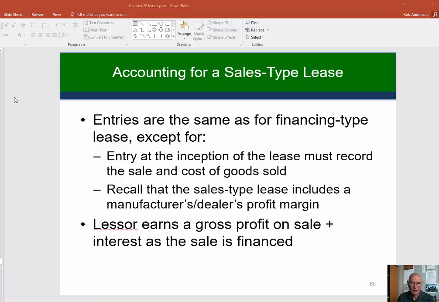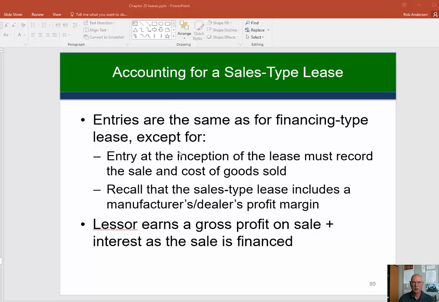Hi students. Well, this is our last video on leasing, and it's going to be a short one because accounting for the manufacturer, dealer, or sales type lease is very, very similar to accounting for a financing type lease for the lessor. There are very few differences. So we're just going to do a brief example here and really focus on the differences between the two.